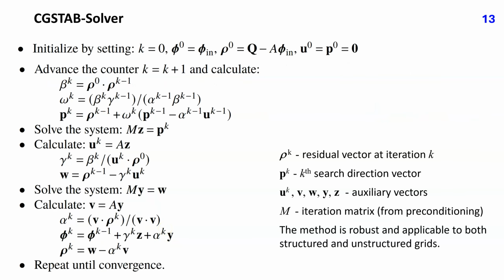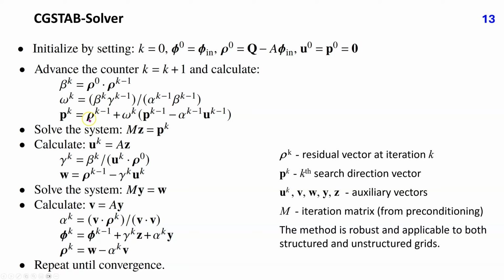The algorithm of CG stub solver goes as follows. The solution process is started by initializing the solution vector phi with phi in, computing the initial residual ρ0, and initializing vectors u and p with 0. We then advance the iteration counter by 1 and compute beta k as a dot product of the initial residual vector with the residual vector from previous iteration k minus 1. Next, omega k is computed following this expression.